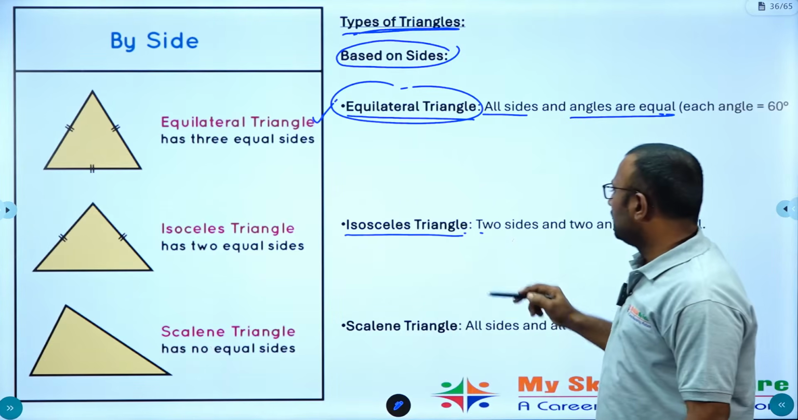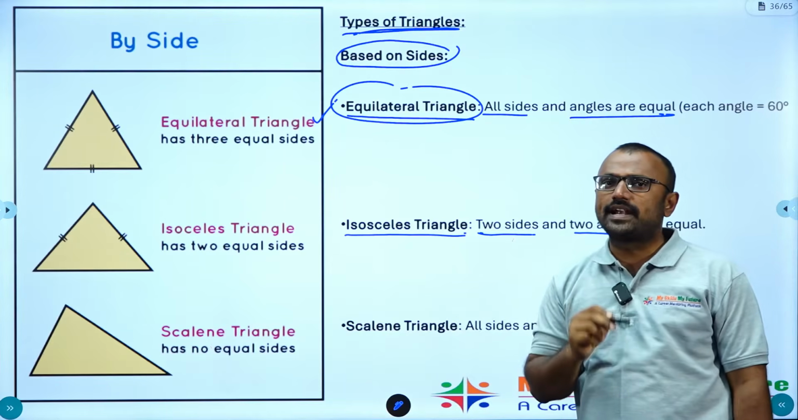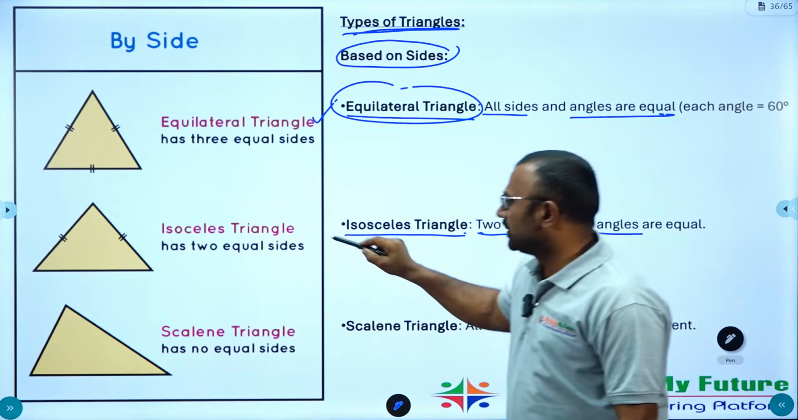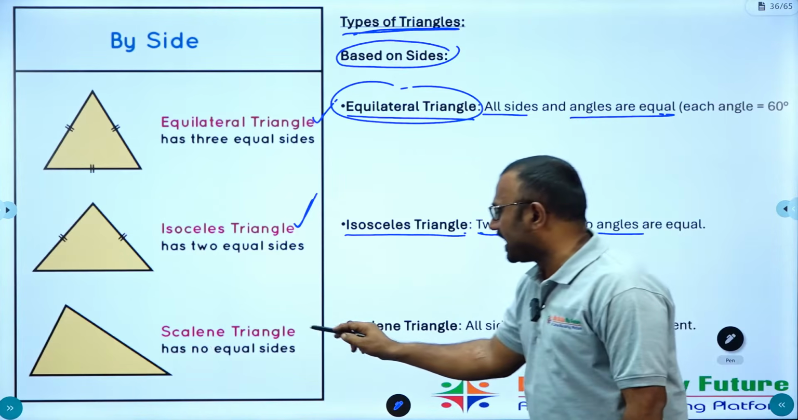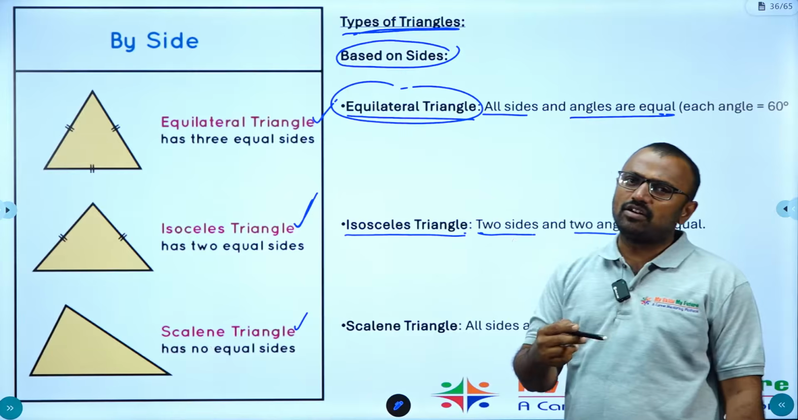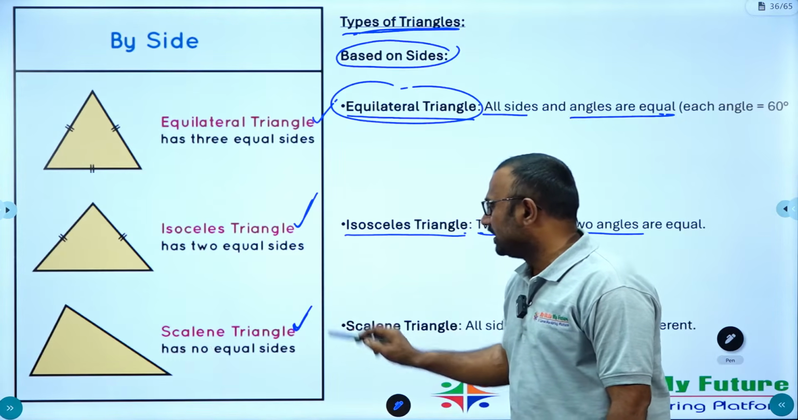Next, two sides and two angles are equal. So that is known as an isosceles triangle. Next, scalene triangle. All sides and all angles are different. So we can call it a scalene triangle.